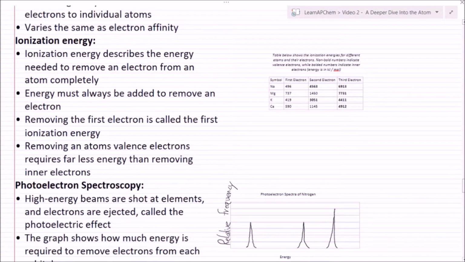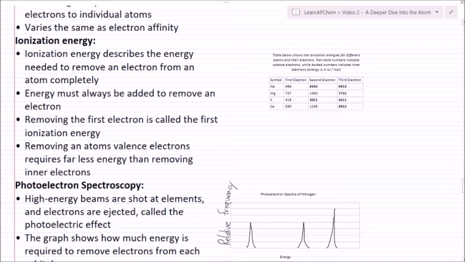Now let's talk about ionization energy, which is the energy needed to remove an electron from an atom completely. Energy must always be added to remove an electron, and removing the first electron is called the first ionization energy. Removing an atom's valence electrons requires far less energy than removing inner electrons.